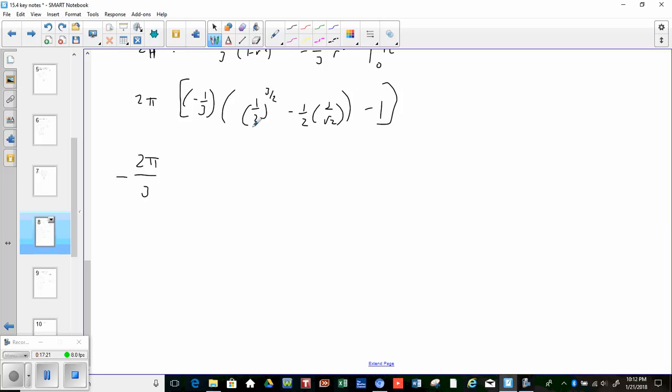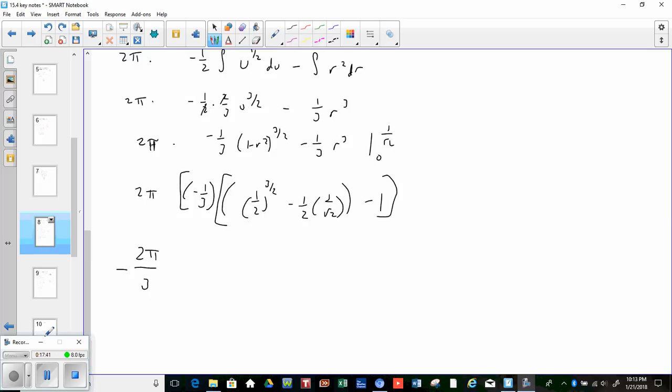So it looks like, if I'm doing this correctly, I'm going to get a 1 over 2 to the 3 halves minus a 1 over 2 to the 3 halves. There should be an extra parentheses there. Something's not right. Okay, I got it. I see it.